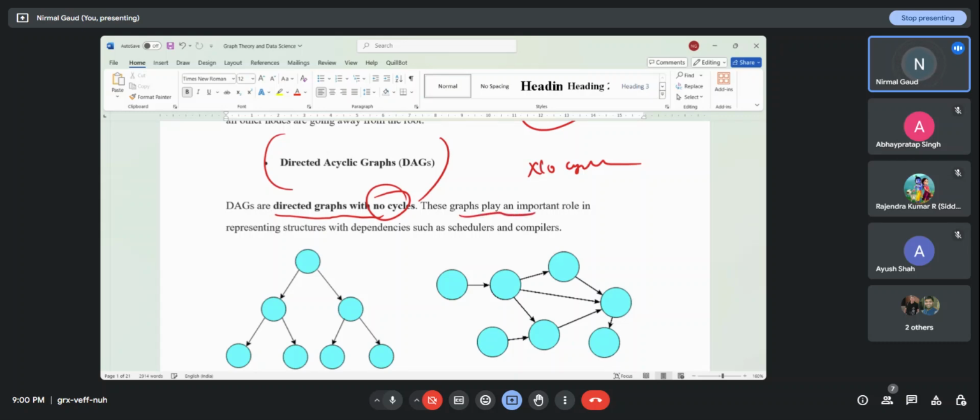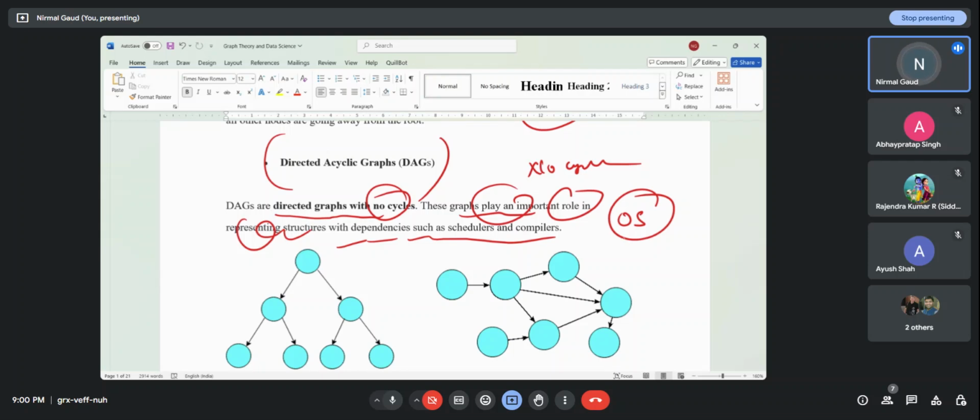So these graphs play an important role in representing structures with dependencies, such as schedulers or compilers. Yes, in operating systems, we can use these concepts. DAGs are directed graphs with no cycle.